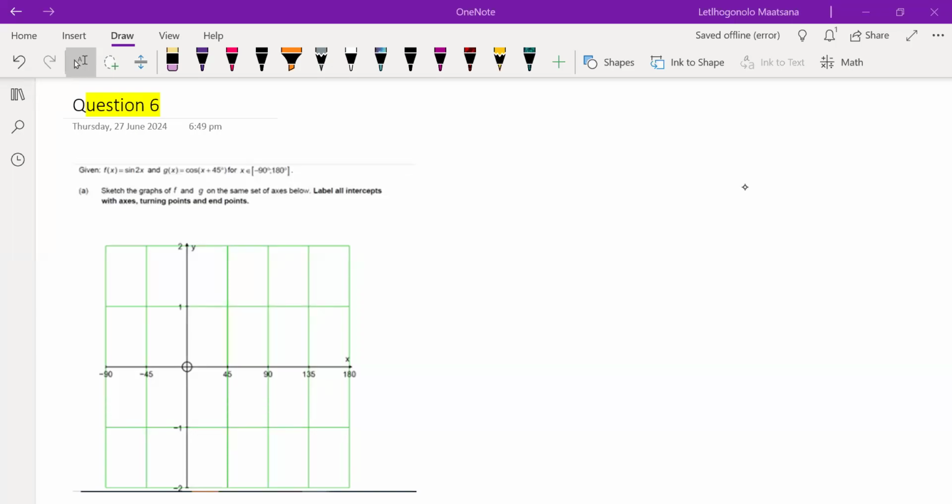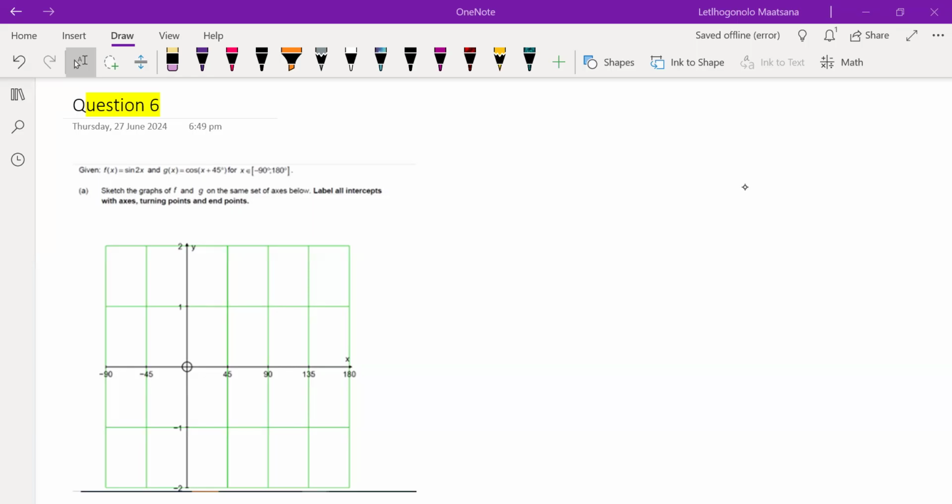Question 6, we are given f of x, which is sine 2x, and g of x, which is cos x plus 45 between minus 90 and 180. For question A, they want us to sketch the graph of f and g on the same set of x's below. Label all the intercepts with the x-axis and the turning points and the endpoints.